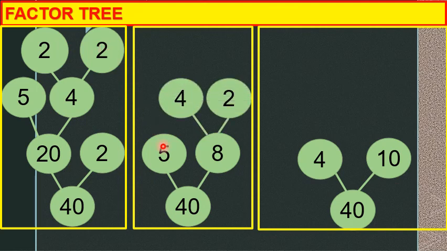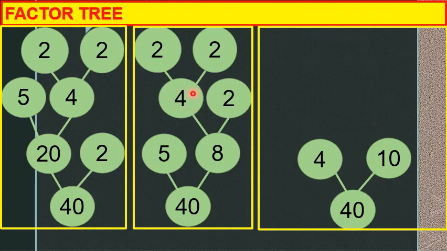Now consider this 5. 5 is a leaf because it cannot be divided further. Now consider this 8. 4 2s give 8. So it is divided into 4 and 2. Now consider this 4. 2 2s give 4. So 4 is divided into 2 and 2. These two are the leaves. This 2 is also a leaf because it cannot be further divided. So now we got the second factor tree for 40.